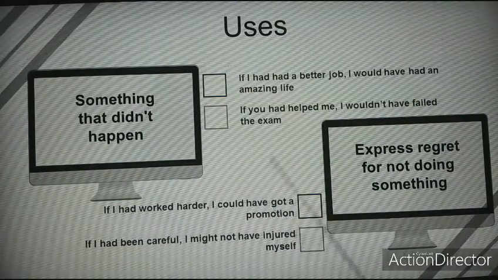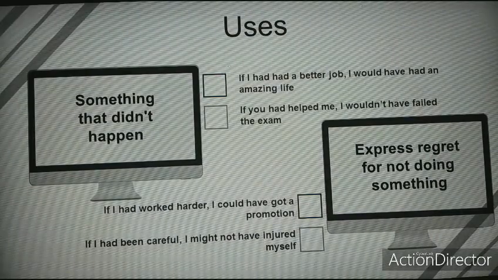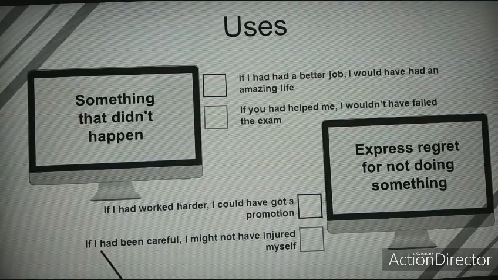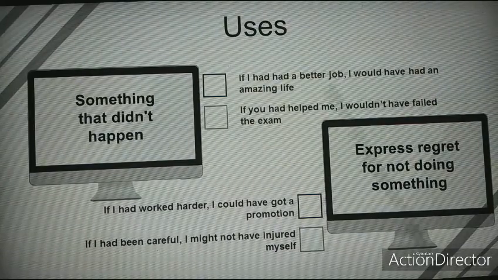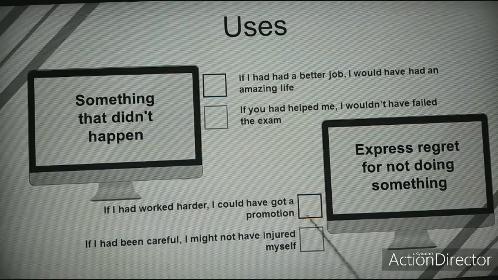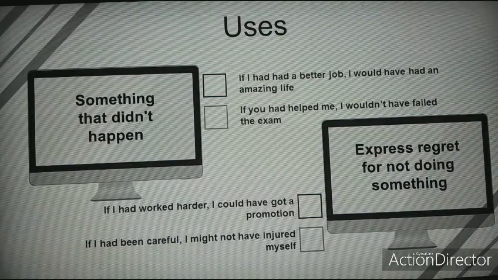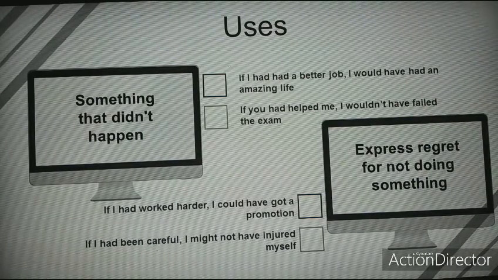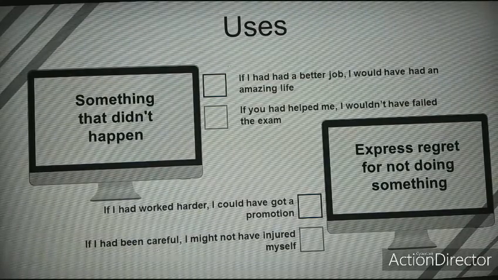So this situation has regret written all over it. When this happens, it is very obvious. Another example: if I had been careful, I might not have injured myself. So we have another situation of someone expressing regret, because obviously this person injured himself or herself because he or she wasn't careful. This is all about the third conditional and its uses.